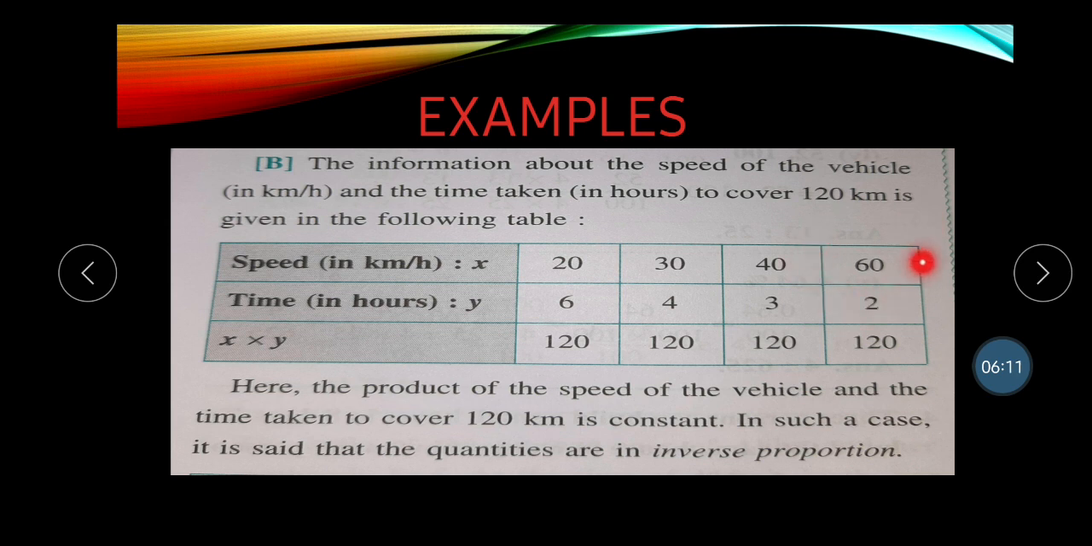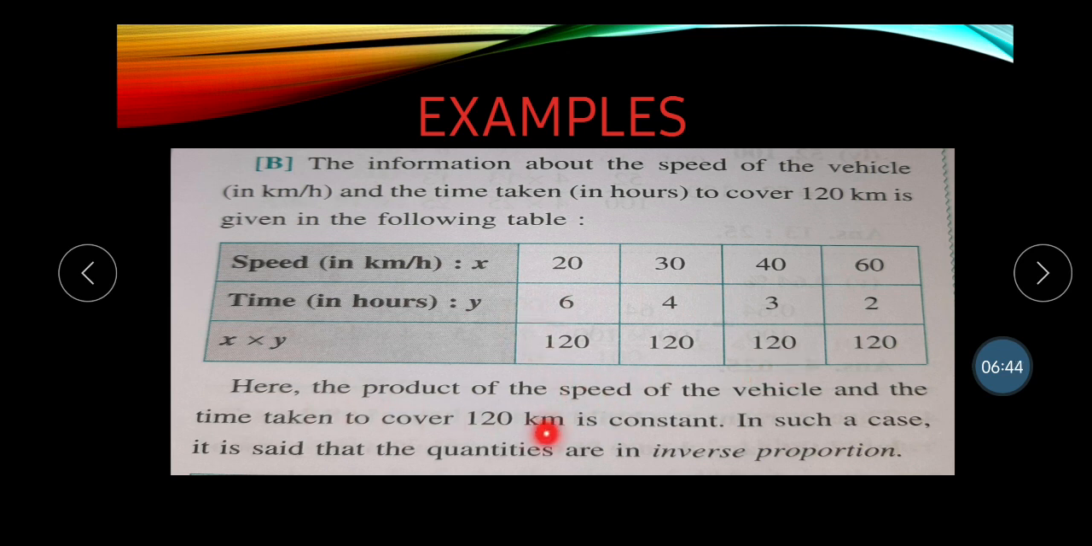Lastly, 60 kilometers per hour is the speed and the time taken is 2 hours. So 60 into 2, that we will get 120. Here you can see, children, one quantity is increasing. When one quantity is 20, the other is 6, and when one is increasing, the related quantity decreases. So this is an example of inverse proportion, and you can see the product everywhere is constant, that is 120.